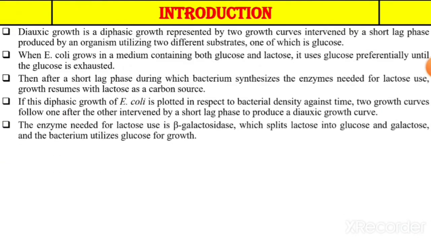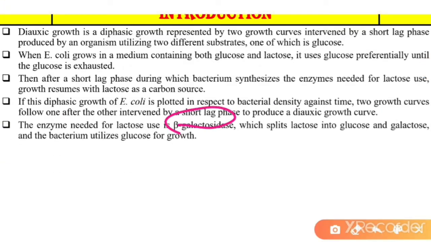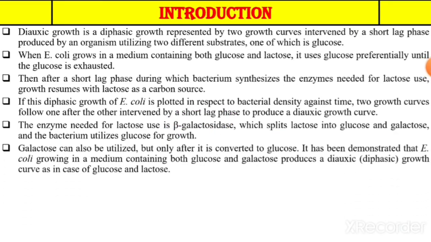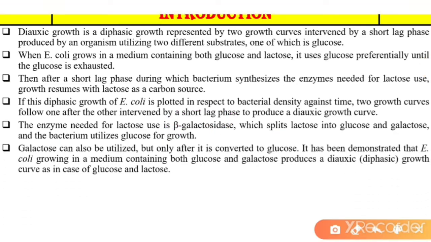The enzyme needed for lactose use is beta-galactosidase. We have to remember that beta-galactosidase splits lactose into glucose and galactose, and the bacterium utilizes glucose for growth. Galactose can be utilized, but only after it is converted to glucose.